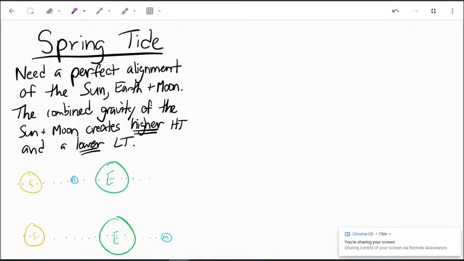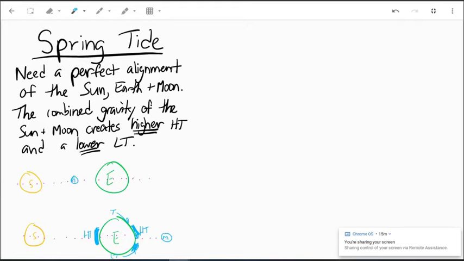What does this do for the tides? Picture from yesterday: water gets pulled to the moon. Not all of it can get pulled over to the moon. This water moves over there. This water moves over here. This creates high tide. This creates high tide. This is low tide. This is low tide.